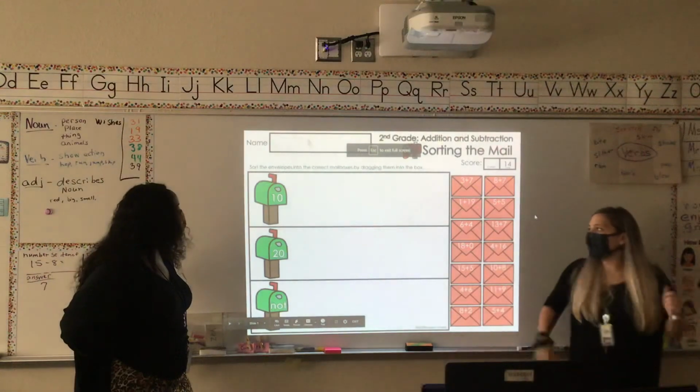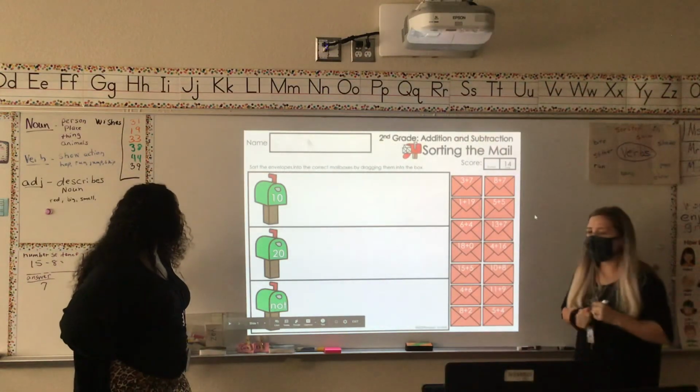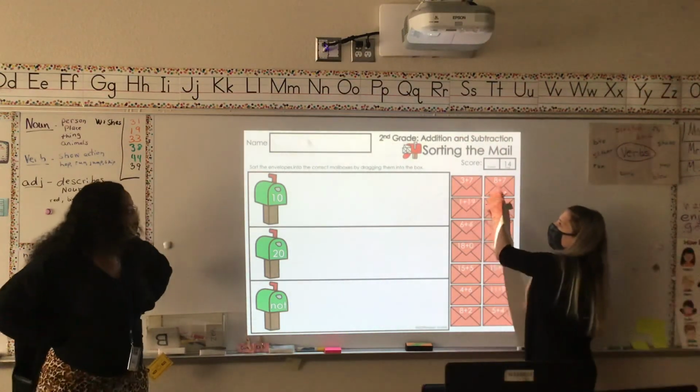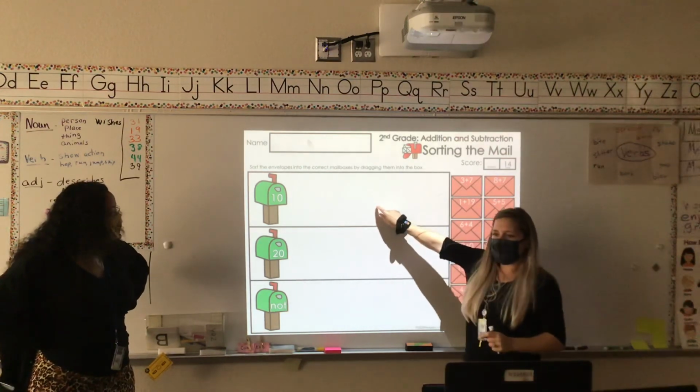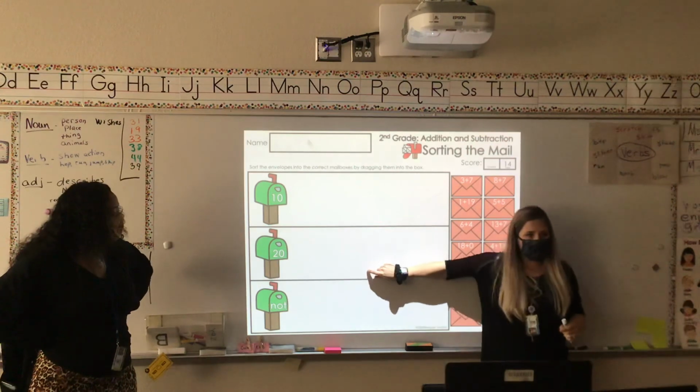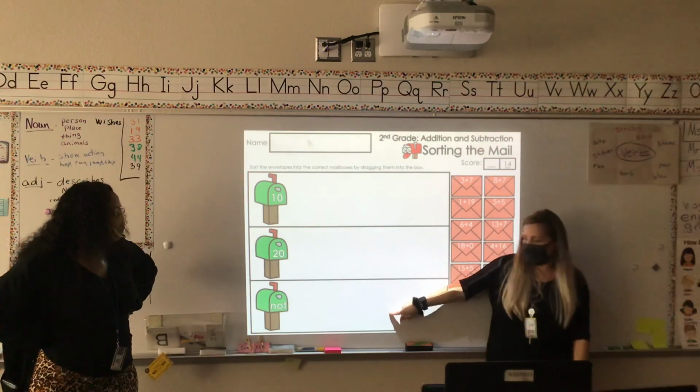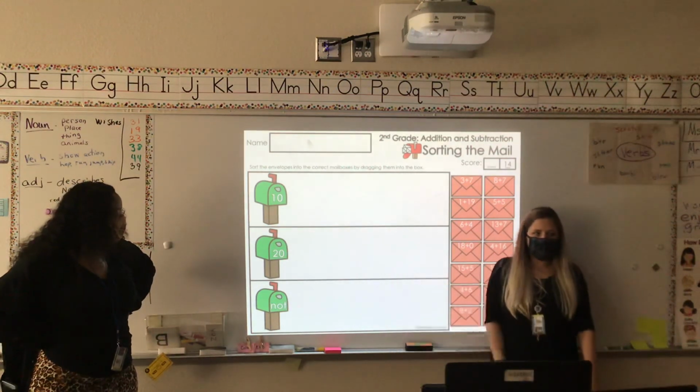Anyway, alright. Look at the slide. So what you're gonna do is you're going to add those. They're in the envelope, and then you gotta sort them. So if they add to 10, you're gonna put them here. If they add to 20, you're gonna put them here. If they don't add to either, they're random, you're gonna put them down here. Okay, so it's sorting.